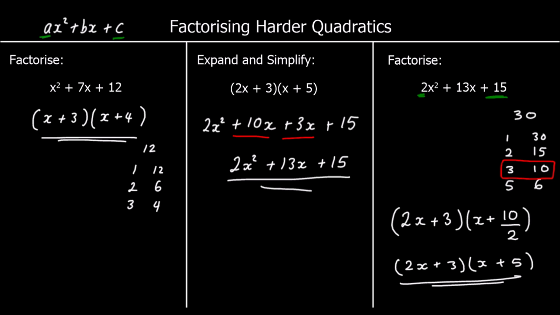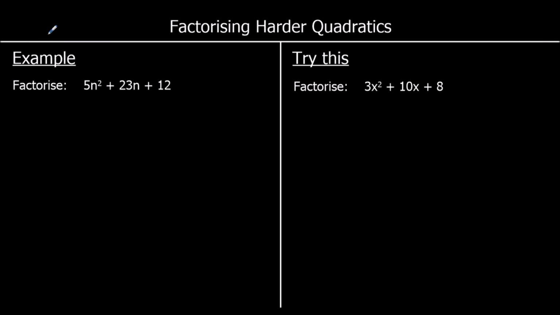So let's run over another one of these. We've got 5n squared this time. So in our brackets, we can have 5n and n. 5n times n is going to be 5n squared. We're going to look at what multipliers to make.